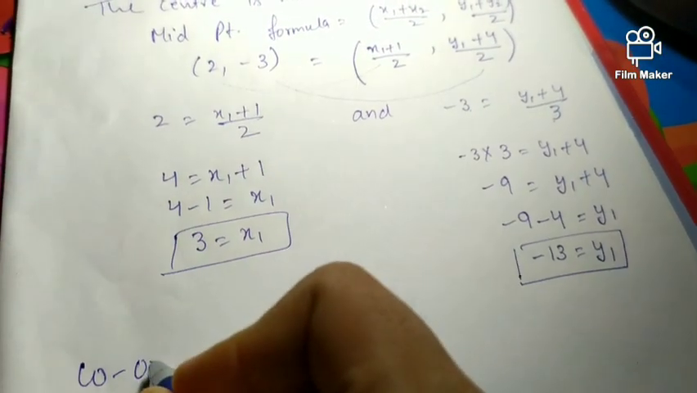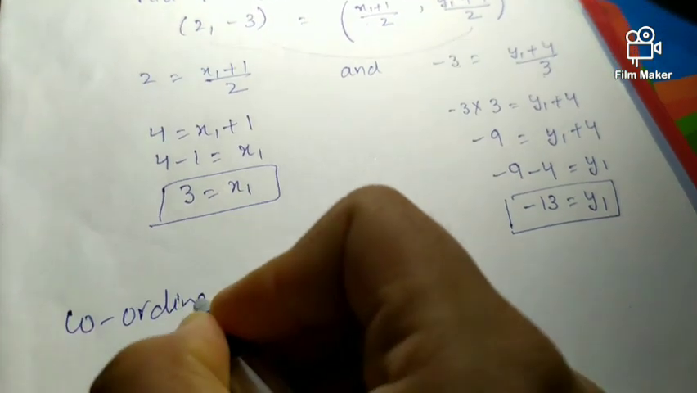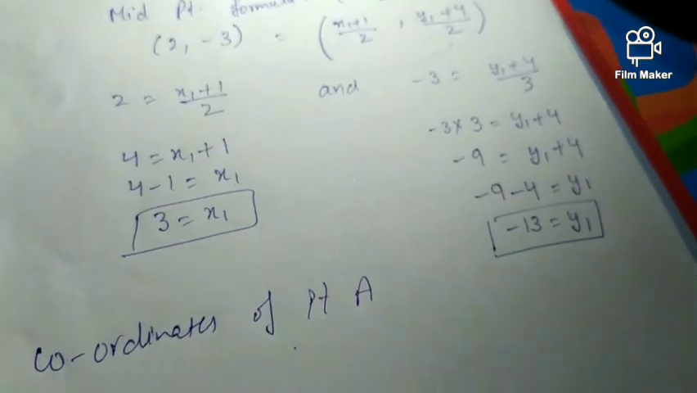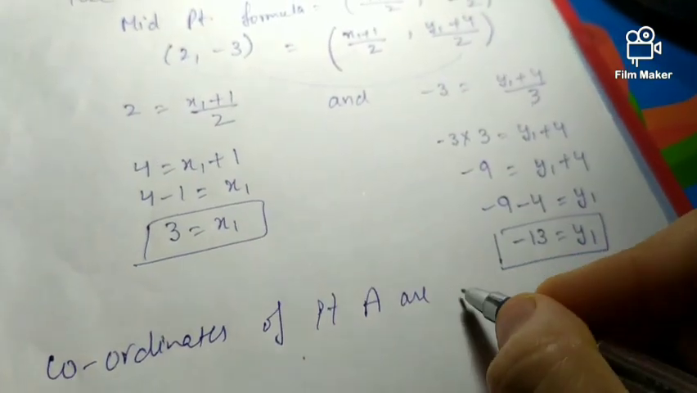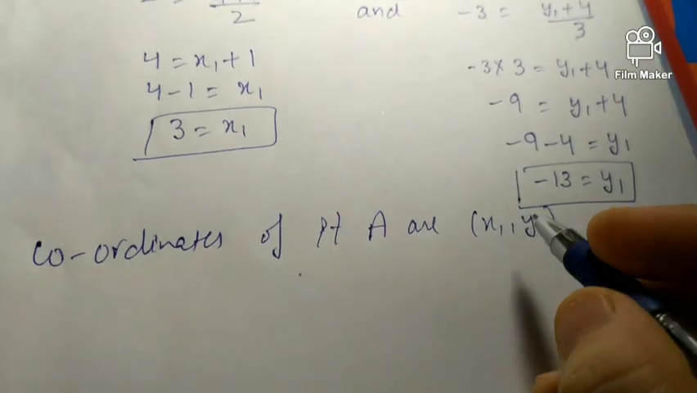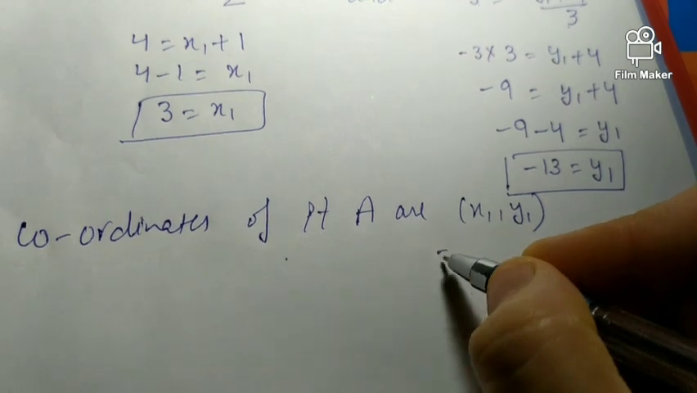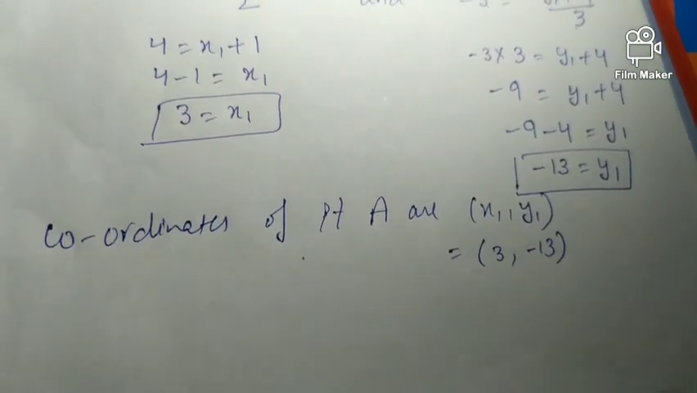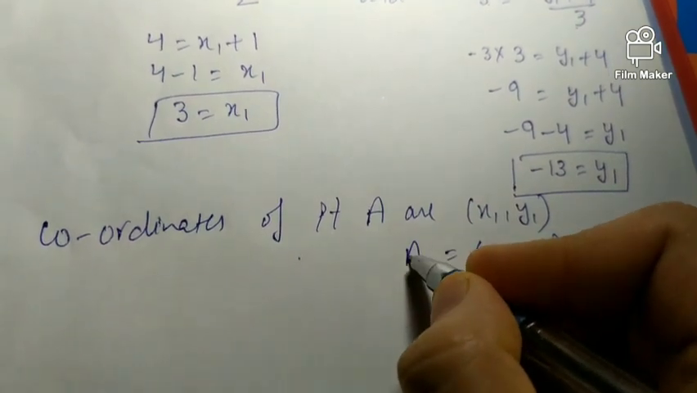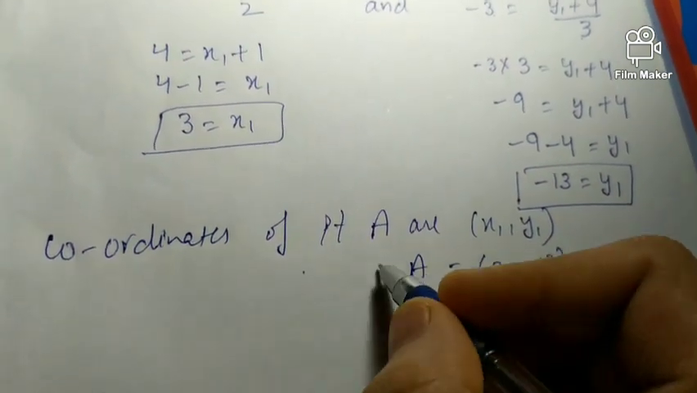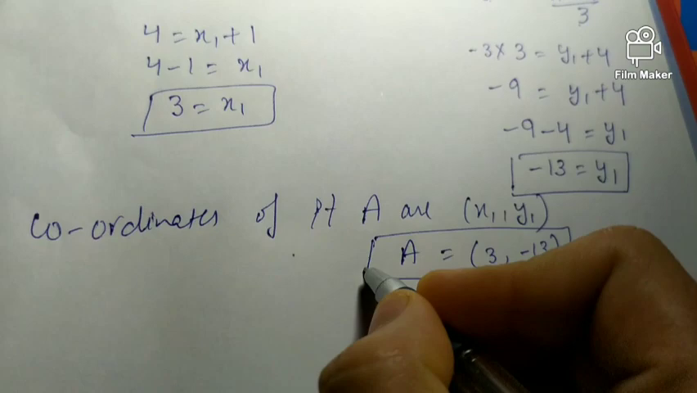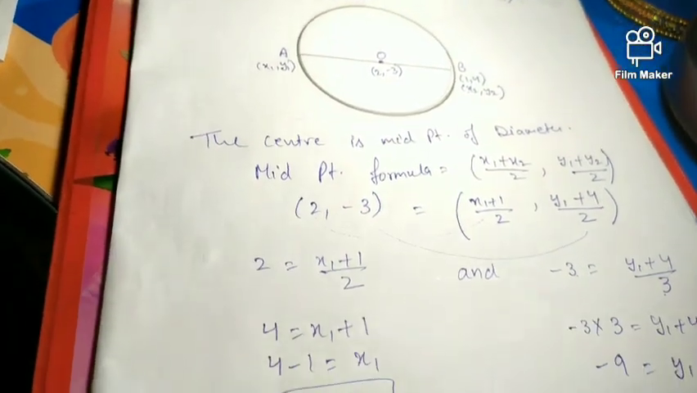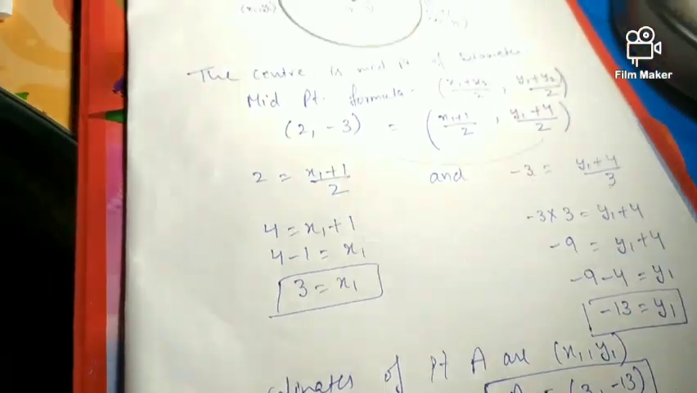Coordinates of point A are, those were x1 and y1. This will be equal to (3, minus 13). So our answer is (3, minus 13). Hope you all are able to understand the question. Clear to all?